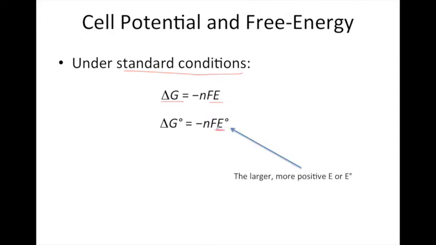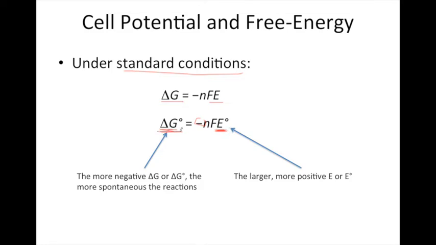The larger, more positive this E standard gets, then the more negative, because we have a negative sign here, delta G standard will be, which means reactions that have a large positive cell potential will have a large negative delta G. So reactions that have a positive cell potential will be spontaneous under those conditions. So that's an important relationship to appreciate.